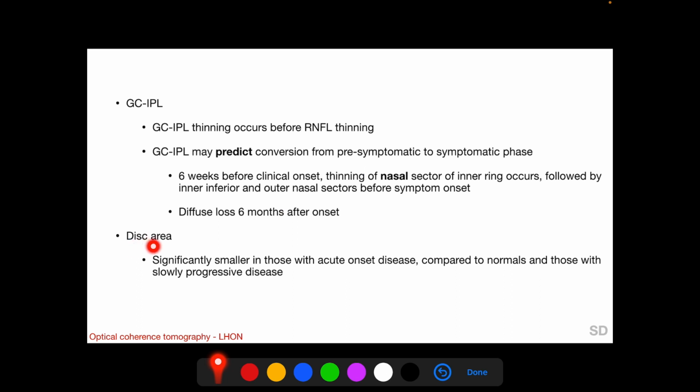And when the disc area is analyzed in LHON, a significantly smaller disc is found in those with acute onset disease compared to normals and those with slowly progressive disease. So a small disc may predispose to the acute onset form of LHON.